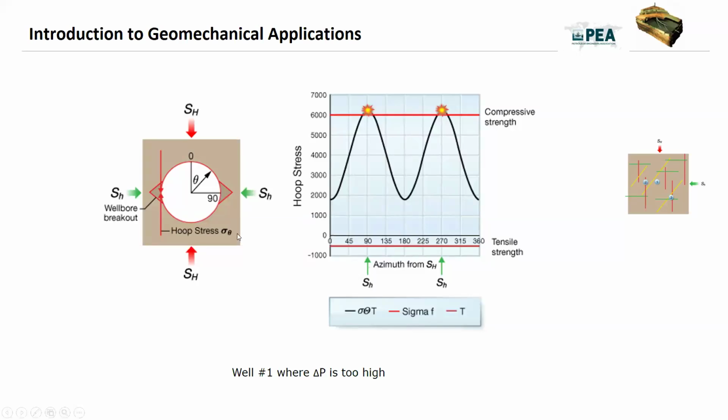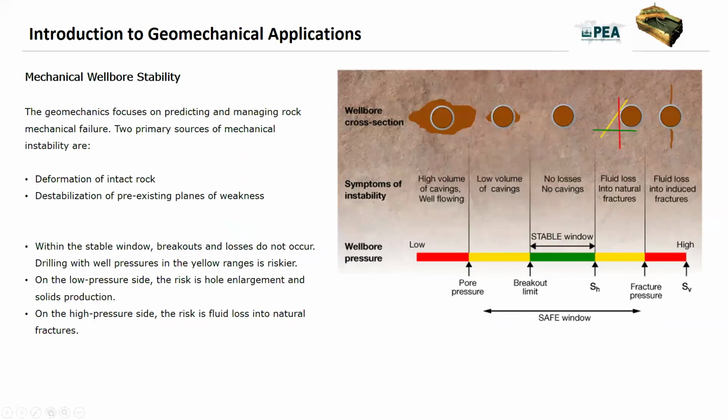Here is another example of the same well. This figure illustrates when the well pressure in well one is too low. The hoop stress equals the rock compressive strength, so it touches this upper limit. At the azimuth of SH min, it will cause what is known in the oil industry as breakout. This corresponds to the breakout limit at the low pressure side of the stable window. This limit. So here we are at the breakout limit because the well pressure is too low.